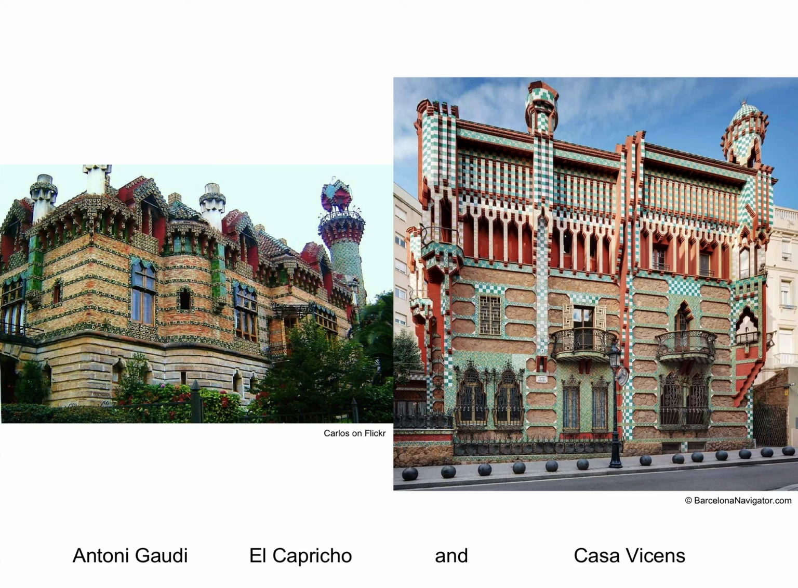This is Casa Vicens on the right. Vicens was a brick manufacturer and a tile manufacturer, and he asked Gaudi to build a house for him, and this is the house Gaudi came up with. It's one of his first buildings.